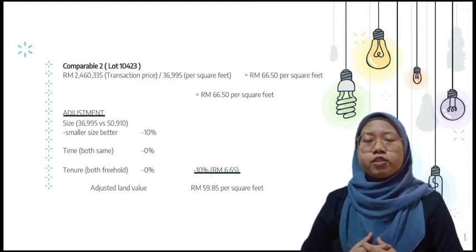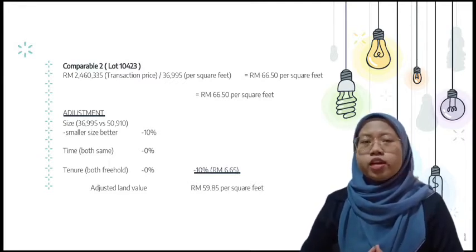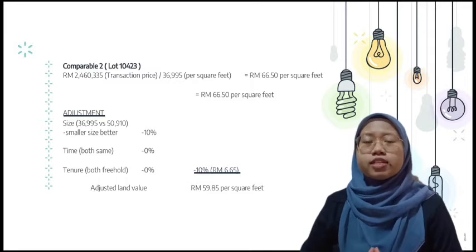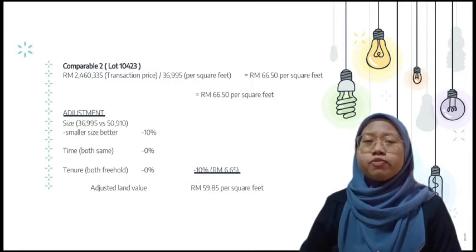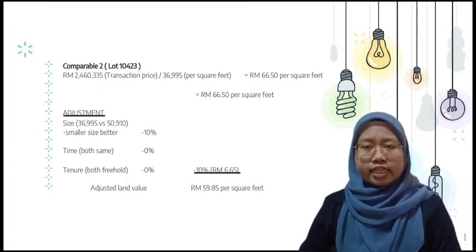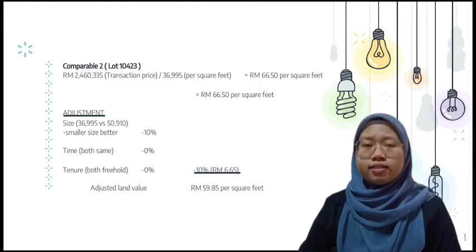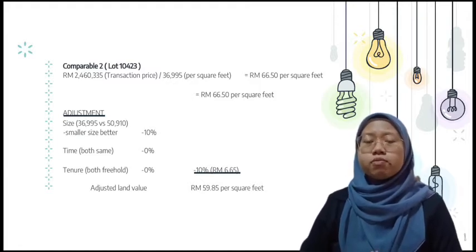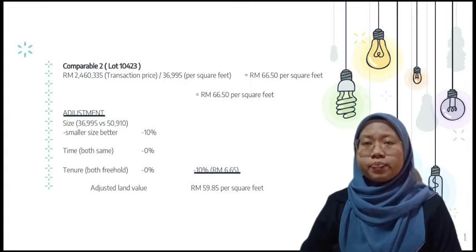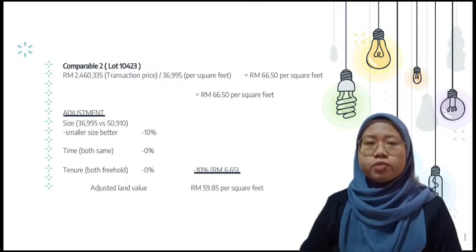Now move to comparable 2, lot 10423. If we divide the transaction price by the size per square feet, we get RM66.50 per square feet. For the adjustment, lot 10423 is better than the subject property. For time, both are in 2021, meaning both transaction dates are in the latest year. Lastly, both are freehold land. Then plus or minus the percentage to get the adjusted land value. The adjusted land value for comparable 2, lot 10423 is RM59.85 per square feet.